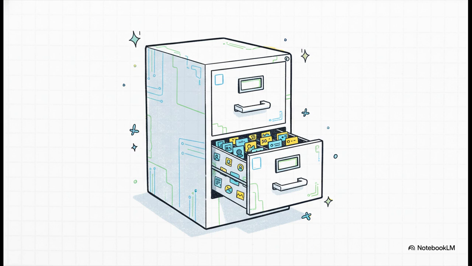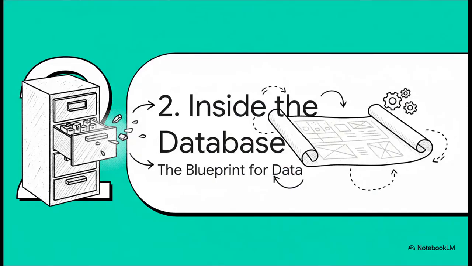Honestly, the easiest way to think about it is this. Picture a giant, super organized digital filing cabinet. Seriously, that's it. Every single piece of information has its own perfect spot, its own label. It's just, instead of paper files, it's holding all the bits and bytes that make your favorite apps tick. All right, so we've got our filing cabinet. Now let's pull open one of those drawers and see what the blueprint looks like. How is all this data actually laid out inside?